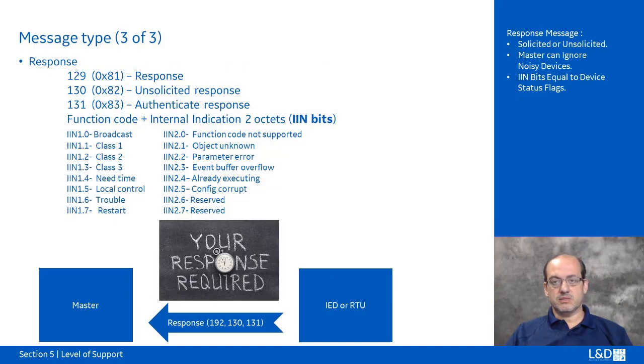The message is permitted by the standard as a reply from the device or the server to the master. It will have the value of either 129, which is hex 81, and that's basically just a response to a request by the master. Hex 82 or 130 would be an unsolicited message, and that's a response without a request from the master if unsolicited is enabled, and the master has the ability to listen to or ignore unsolicited messages.